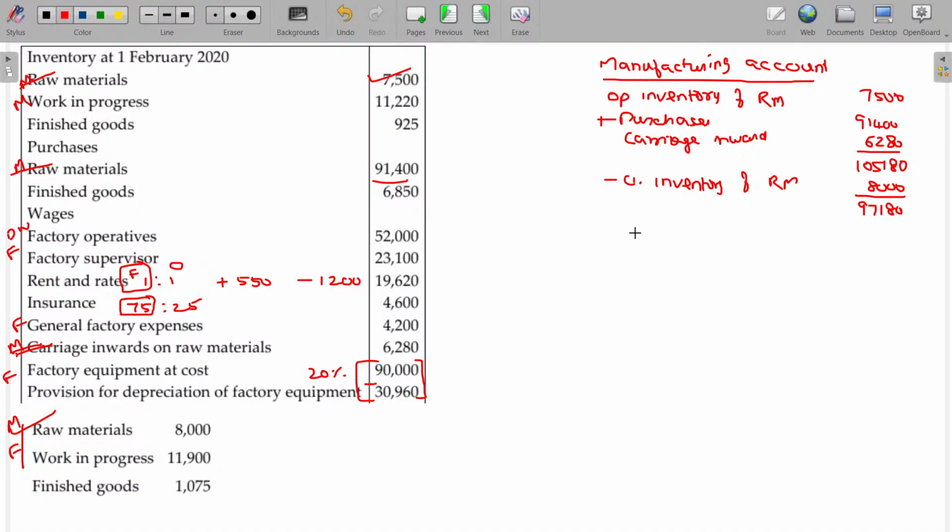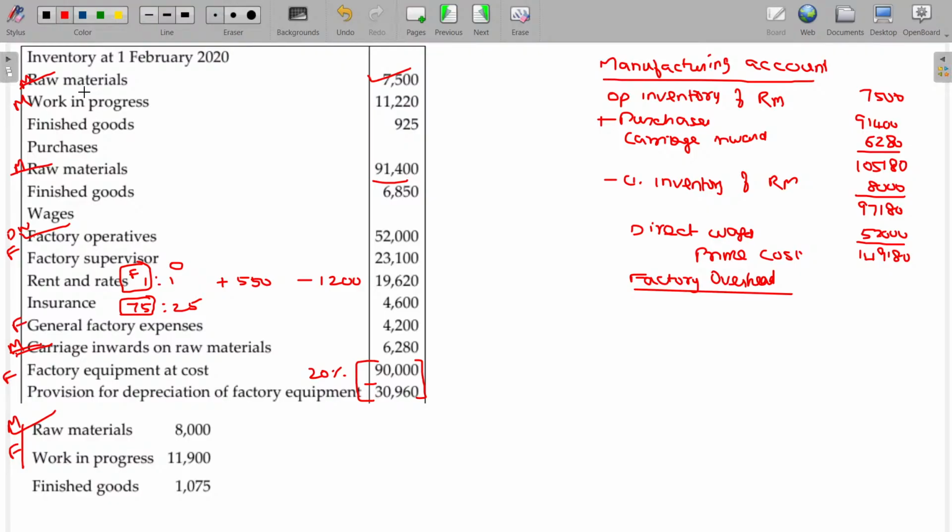And direct wages. This one being the direct wages, 52,000. And what more? We don't have any other things other than that. So 52,000. You'll get the prime cost here. The prime cost in this case being 1,49,180. And you have to add the factory overhead with this. Factory overhead.